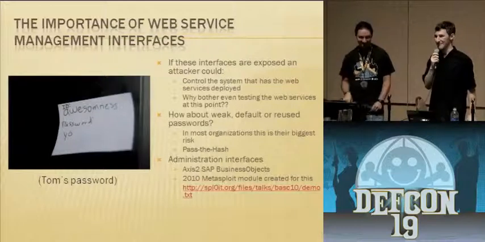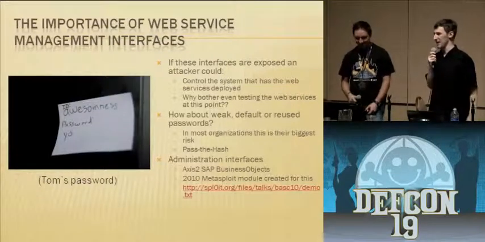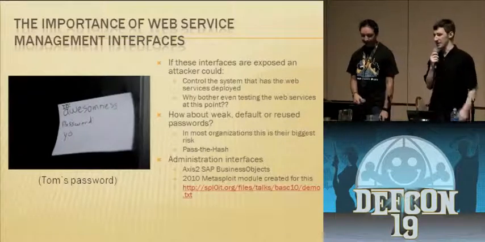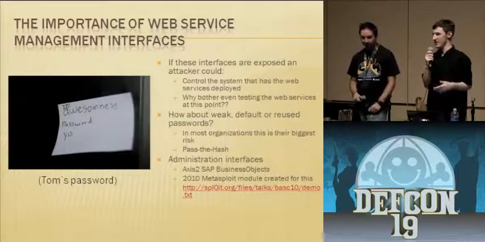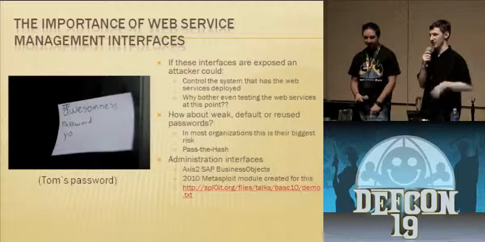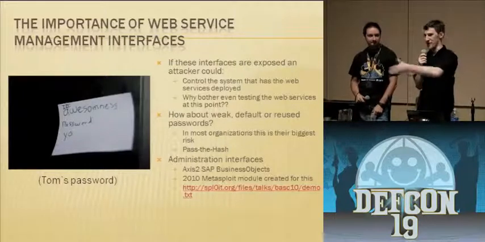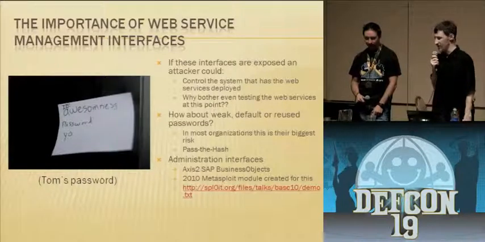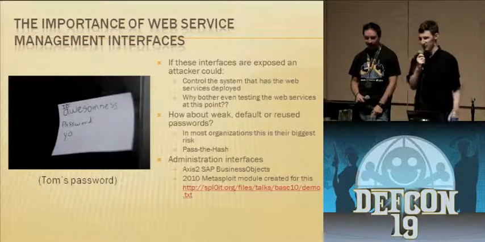One of the things that we've basically seen in the industry is weak default and reused passwords. From my point of view, for most organizations, that's their biggest risk, right? So when you go in to do an internal pen test, pass the hash is a nice example. You crack one Windows system, reuse the password, and you'll probably compromise the entire domain. So that's one thing that we've seen as a very useful vector.